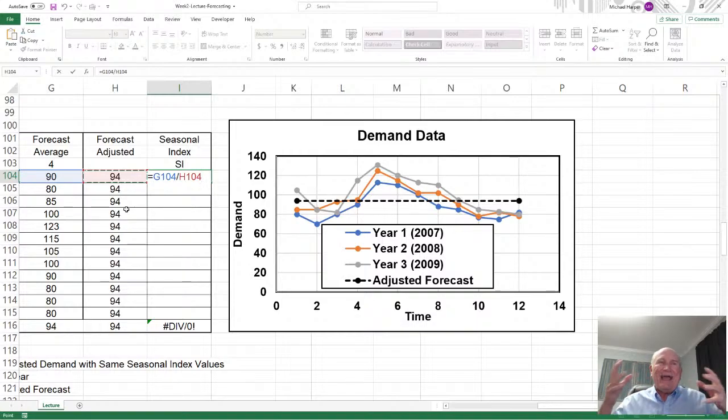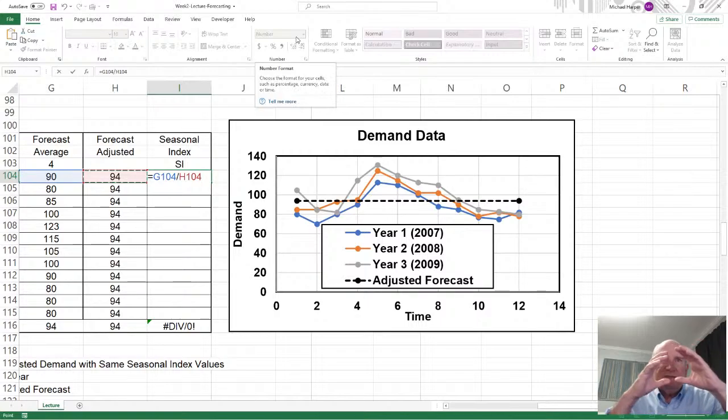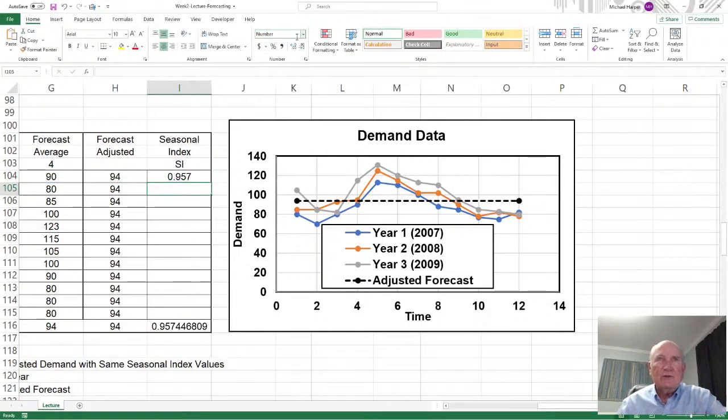It has seasonality taken out, so it's seasonally adjusted. It does not have seasonality. So the question is, what is the seasonality relative to not having seasonality? Well, the difference is an index. So my seasonal forecast is 95.7% of my seasonally adjusted value, or my stationary mean. Then I can copy that down for all of them, and there you go.